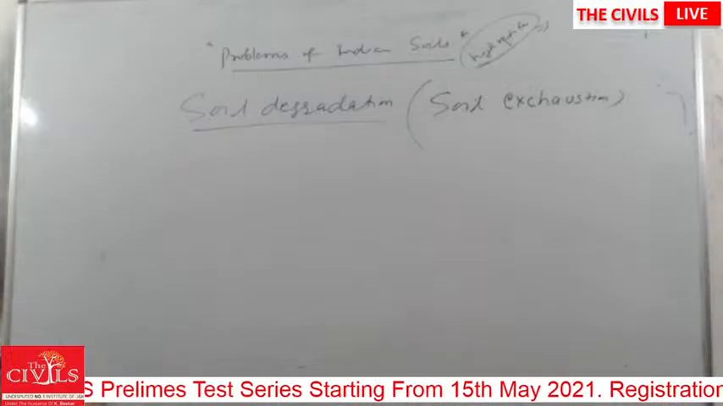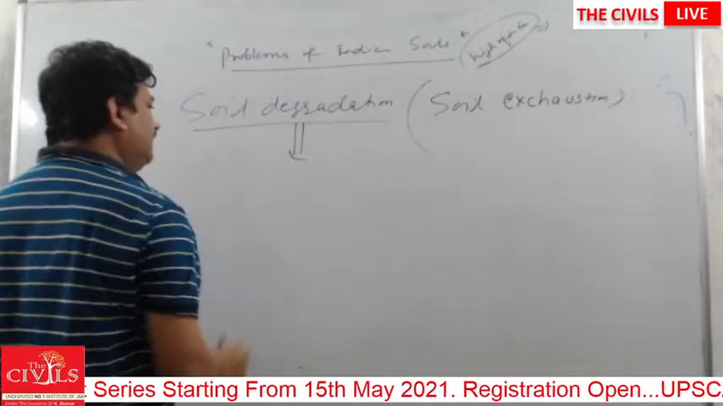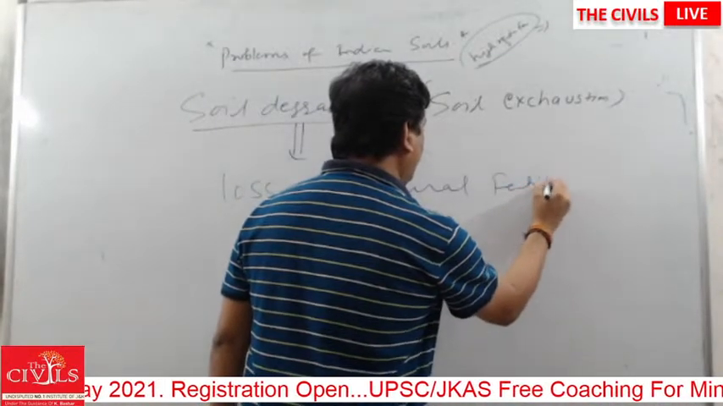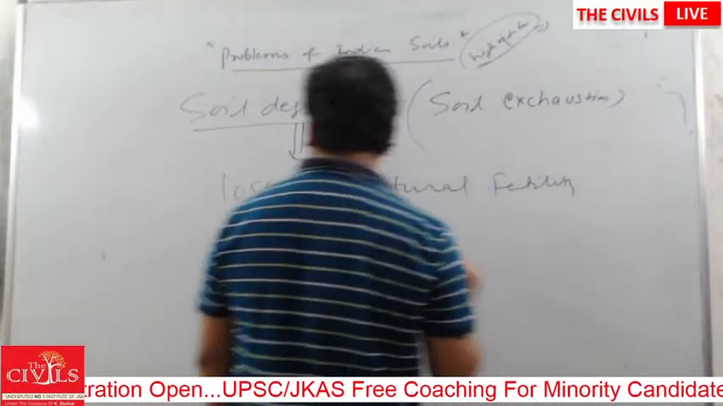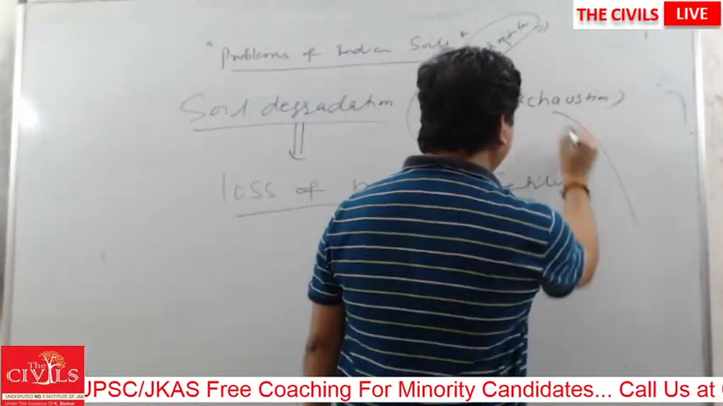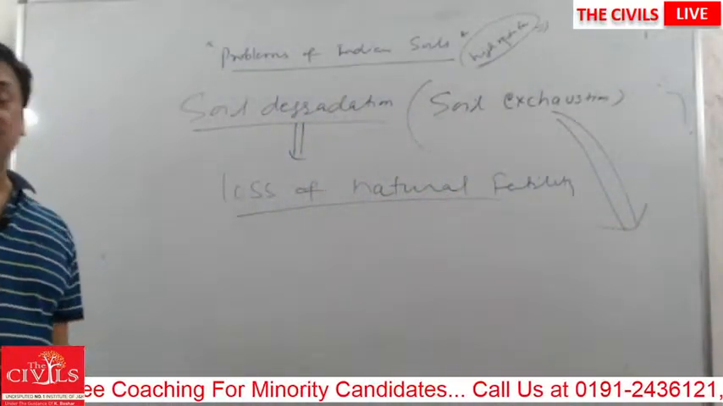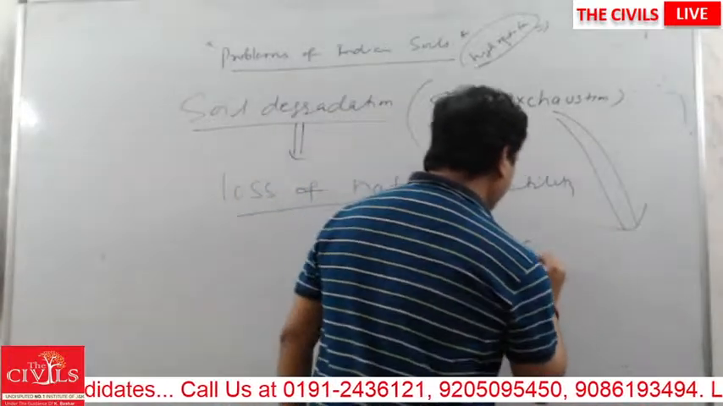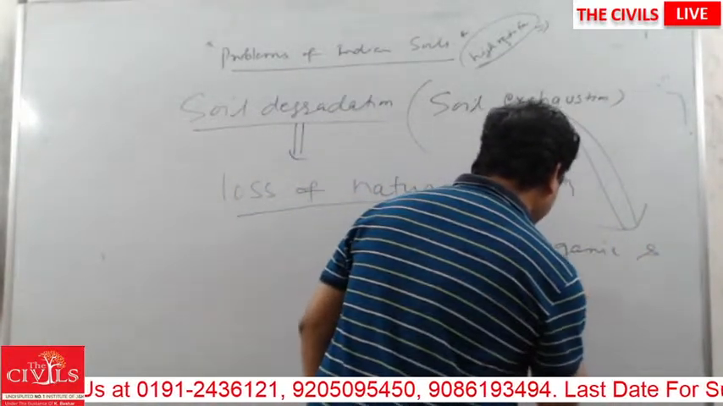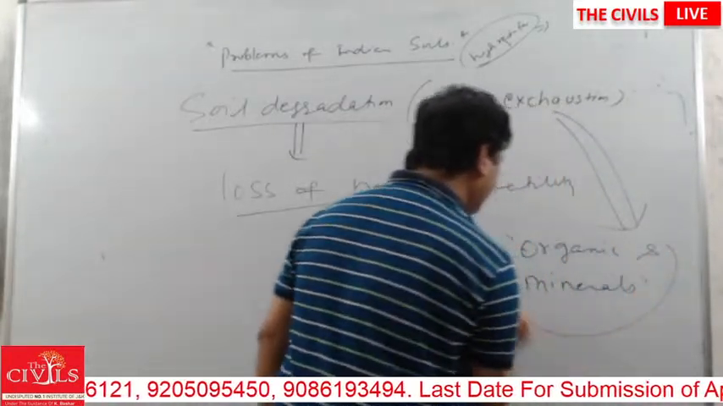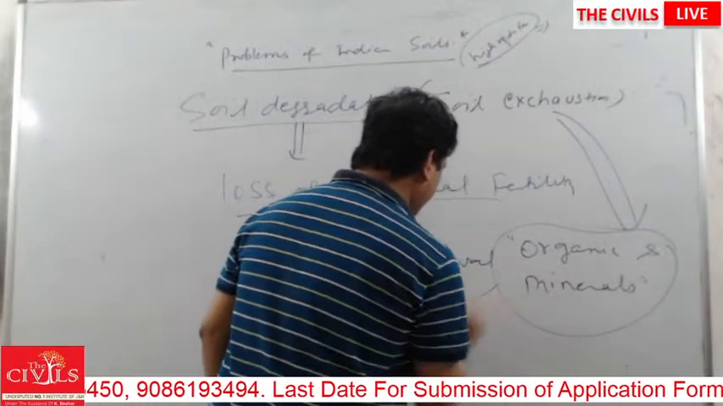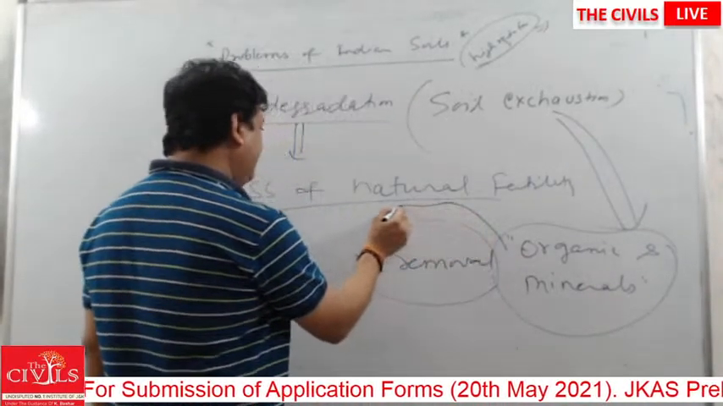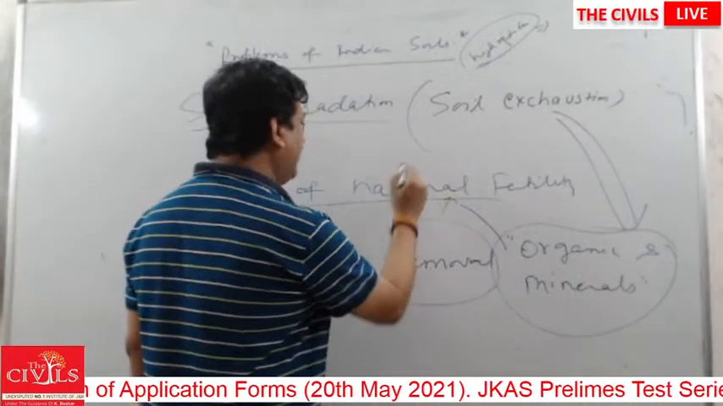Now, soil exhaustion. Soil degradation means loss of natural fertility. The word soil exhaustion is used when the soil loses or there is removal of the organic and mineral components of soil, since organic and mineral content determine the quality or natural fertility of soil.